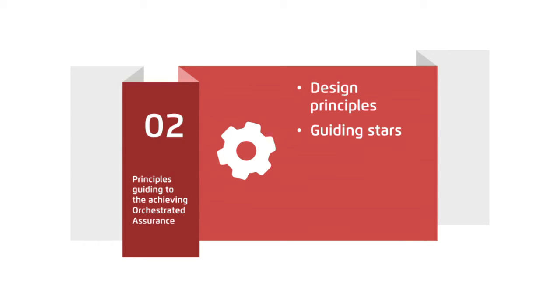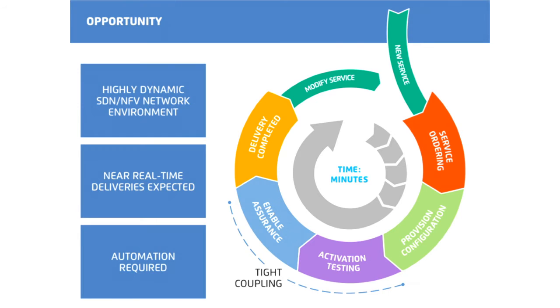Okay, thank you, Mats. I would like to go back to the previous page a little bit before I continue here. Note well, there is a big difference in this circle and the straight line Mats previously showed. Note well that we have merged the enable assurance into the overall orchestration flow. It's not something done afterwards.